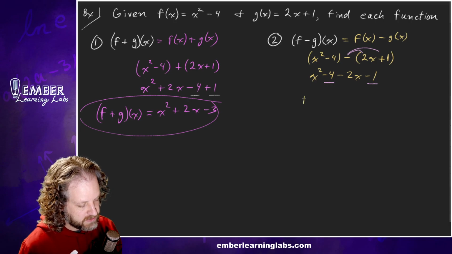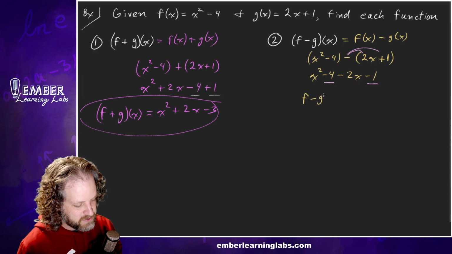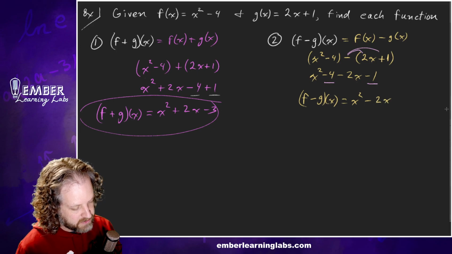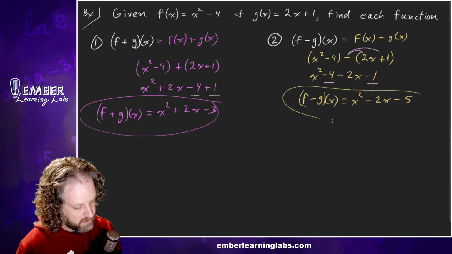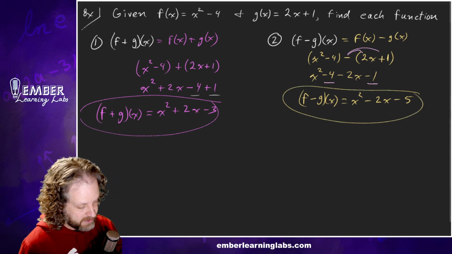So if we write it in descending order, which is what we want, f minus g of x equals x squared minus 2x minus 5. Easy peasy. I told you it wasn't too bad. We got this.